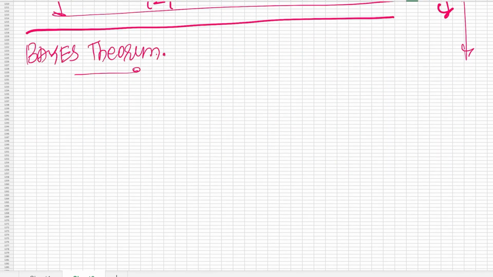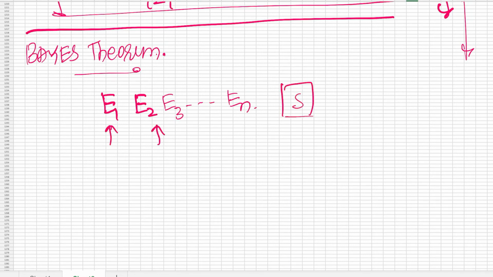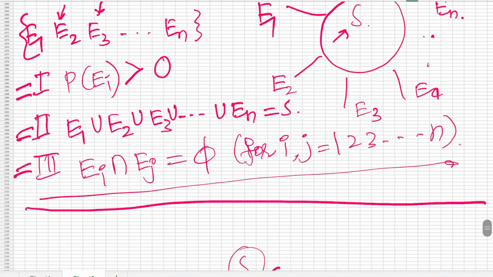Once again, let's consider we have a number of events of a sample space S. So we have E1, E2, E3, and in the same manner we have n events of the sample space S. These events are a partition of the sample space S, meaning all the events satisfy these three conditions. The probability of every event is greater than 0. The union of all of the events will be the sample space itself, and the intersection of any two events will be null every time, for every i and j.